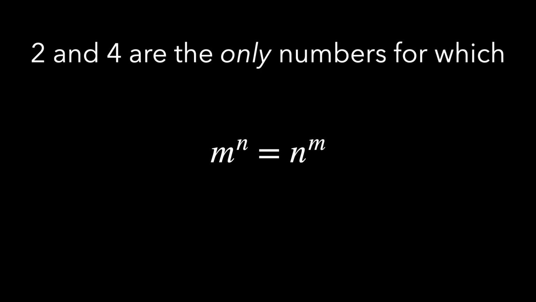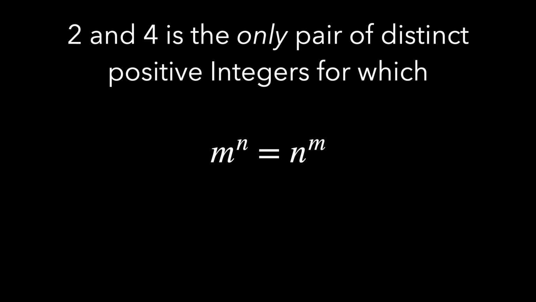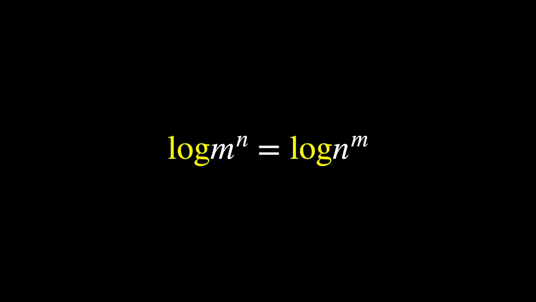In fact, a little spoiler alert, 2 and 4 are the only numbers for which m to the n equals n to the m. Or more explicitly, 2 and 4 is the only pair of distinct positive integers for which m to the n equals n to the m. Let's prove it. Since both m and n are greater than 0, we can transform this equation by taking the log of both sides.